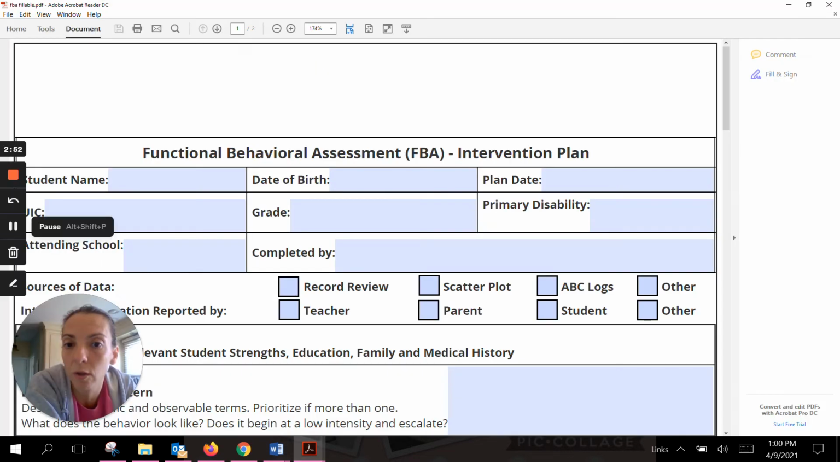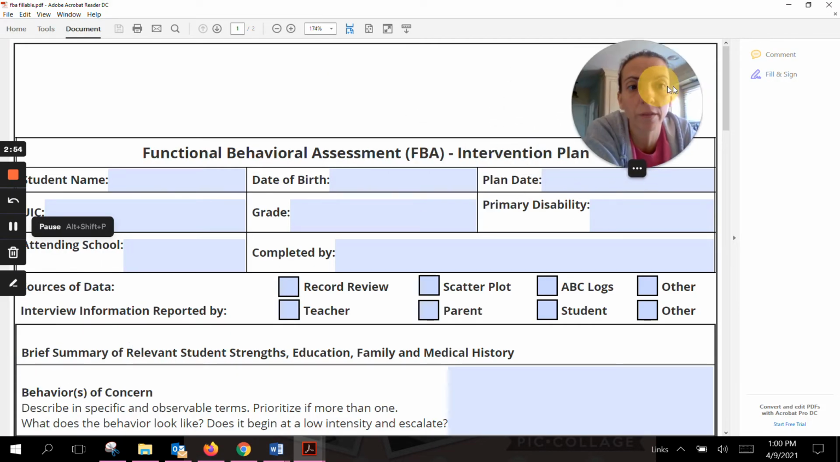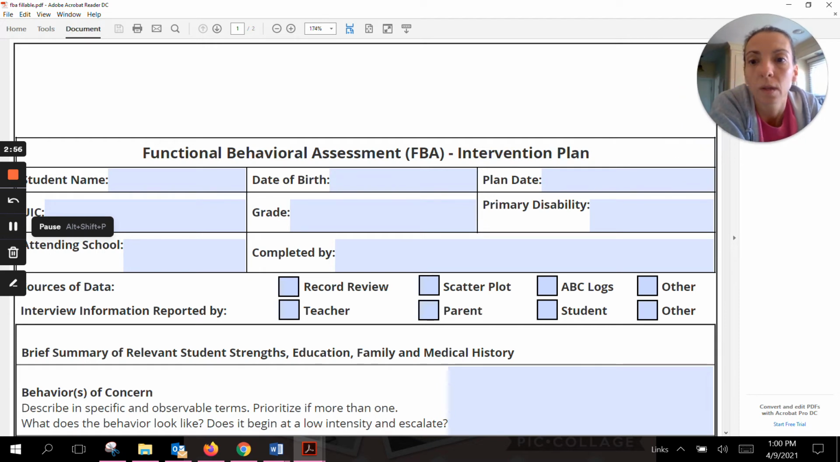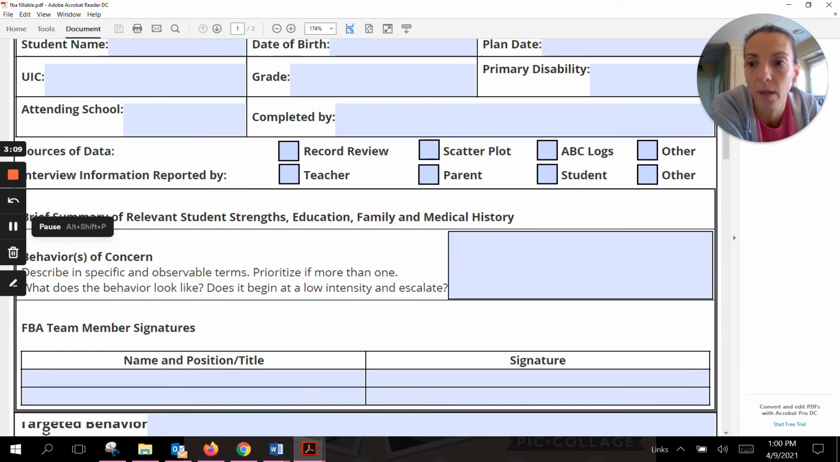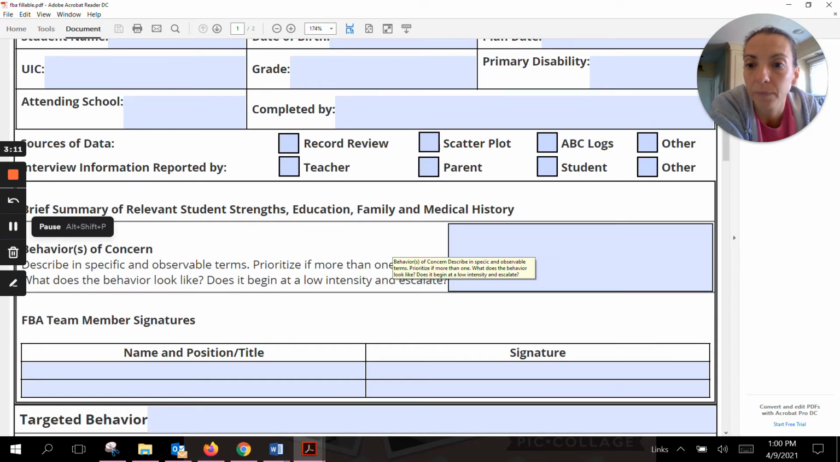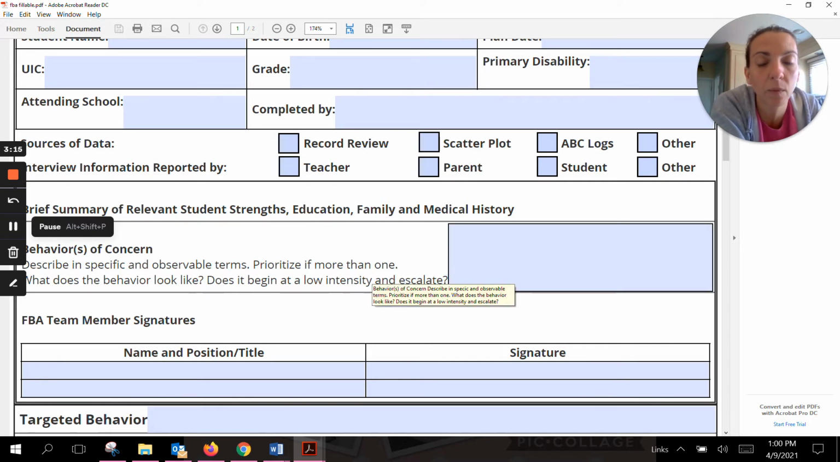So here's a quick look at the FBA and what you're going to fill out. Student name, date of birth, plan date, the UIC number you don't have to worry about, grade, primary disability, attending school, completed by, your sources of data, you're going to click here. The behavior of concern: what does the behavior look like? You're going to operationally define it, which means it's going to be objective, measurable.